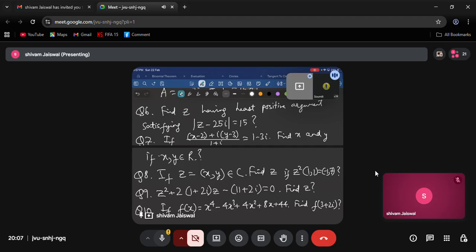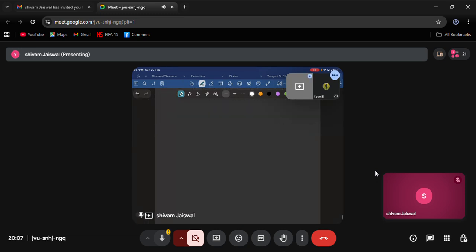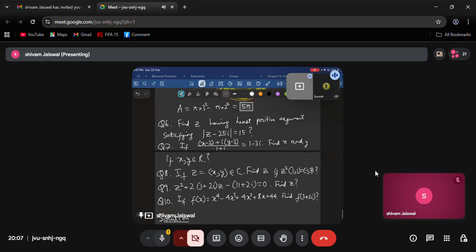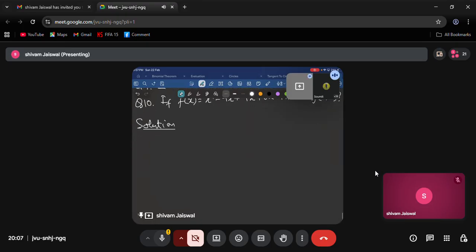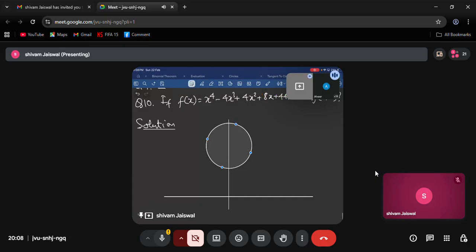We need to find Z having least positive argument satisfying mod of Z minus 25 iota equals 15. So first of all, let us plot the complex numbers. What is mod of z minus 25 iota equal to 15? It is actually a circle with center 0,25. Right, everyone?